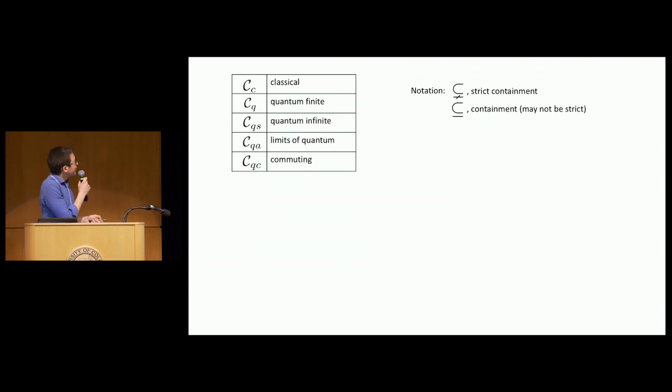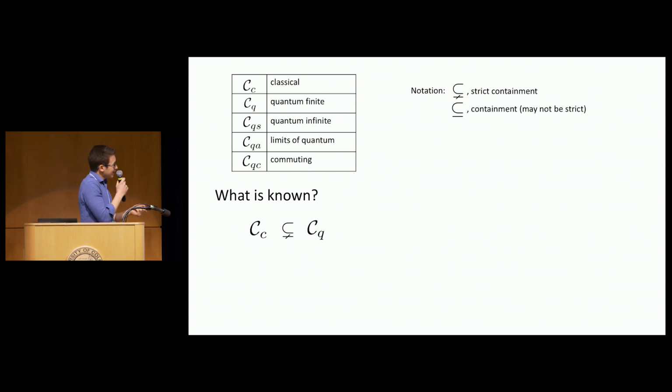Okay. So as promised, here's the table. You can keep track of the names. So what do we know about the relationship between these sets? I think the most important thing that we know, which is also part of the reason why we're here, is that classical correlations are strictly contained in the quantum correlations. And this is, I would say, a landmark result in physics. It was shown by Bell in 1964. And it really does say that entanglement gives the provers more power. So it's really a fundamental resource.